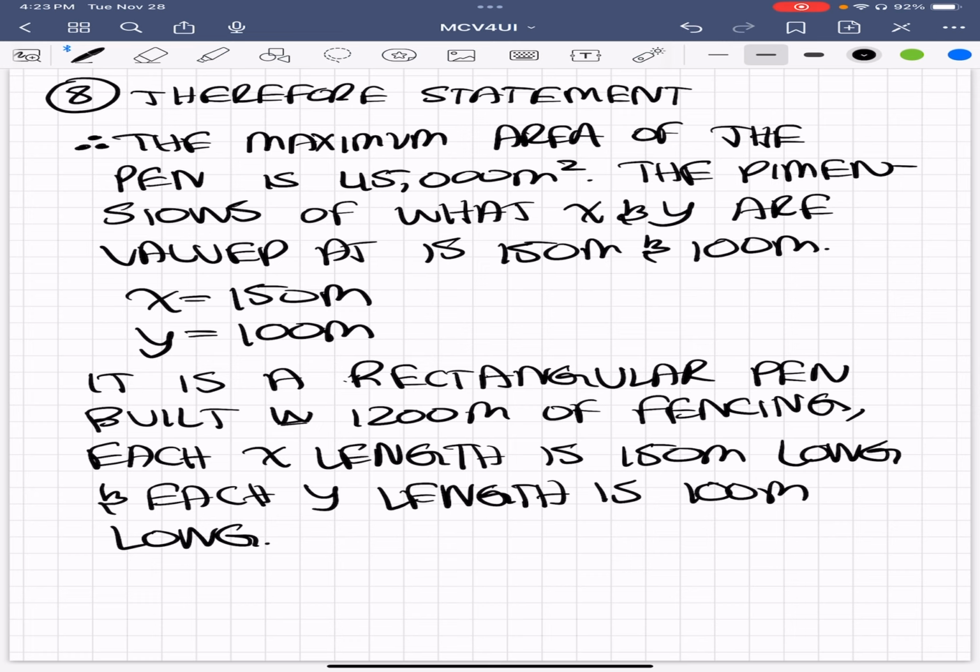Okay, so the maximum area of the pen is 45,000 meters squared. The dimensions of what x and y are valued at are 150 meters and 100 meters. So x is 150 meters, y is 100 meters. It is a rectangular pen built with 1,200 meters of fencing. Each x length is 150 meters long, and each y length is 100 meters long.